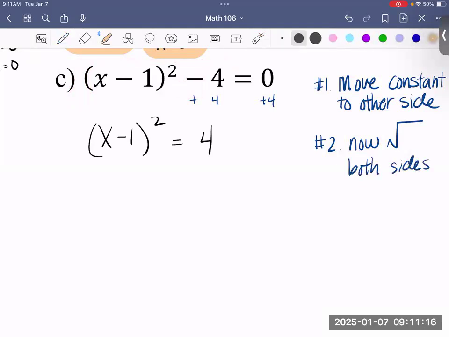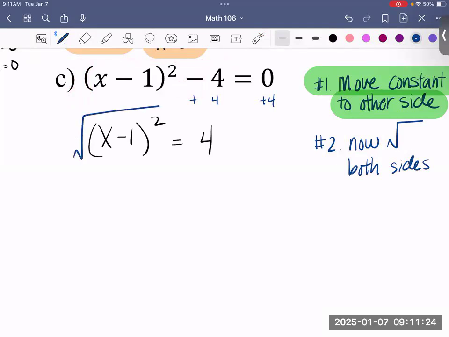Now this is the most important step over here. So I'm going to highlight that one. All right, so we can square root everything. Now when we square root everything, we must account for a plus or minus sign. Put plus minus square root on this side.